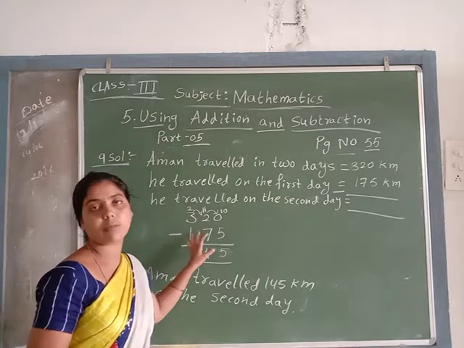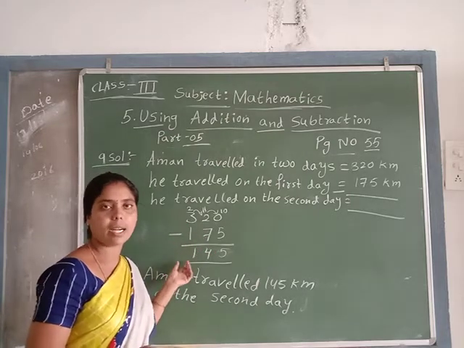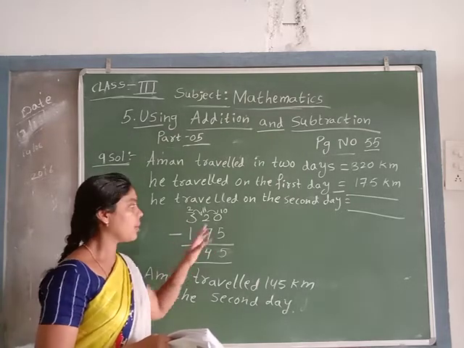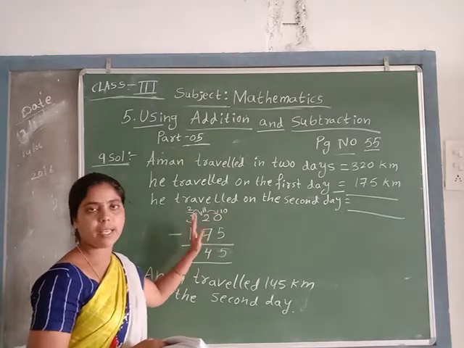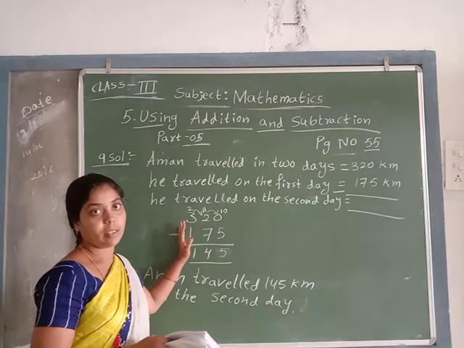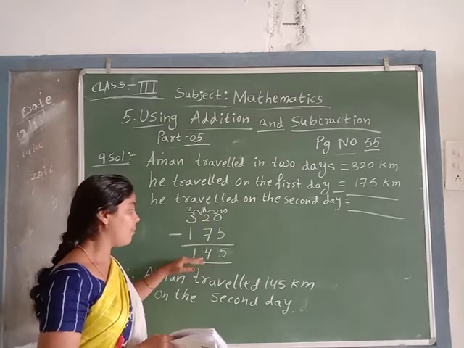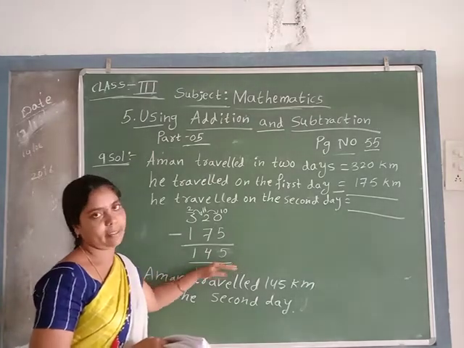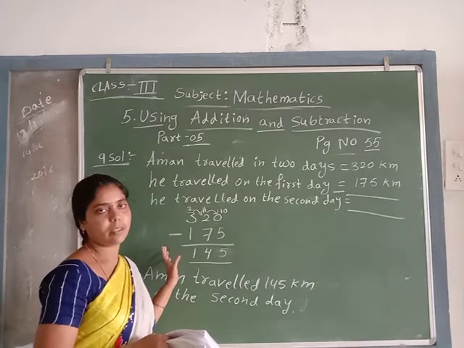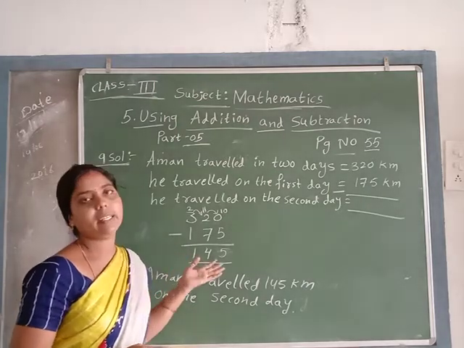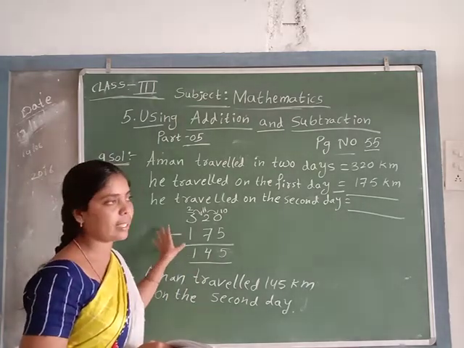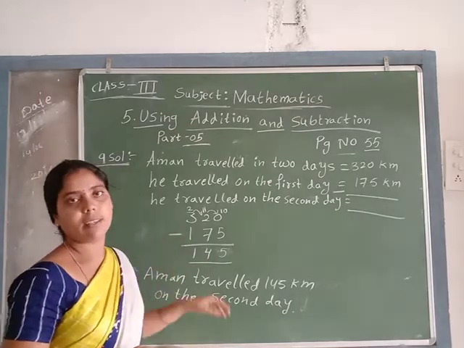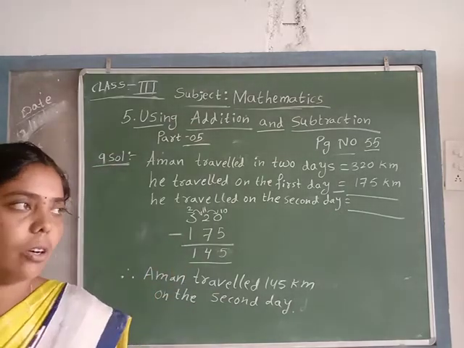Ones place number under ones place, tens place number under tens place, hundreds place number under hundreds place. You know ones place, tens place, hundreds place. Reading also is most important. 145. Understand? It's like that. You read and practice this, write properly. Okay? Okay, children?